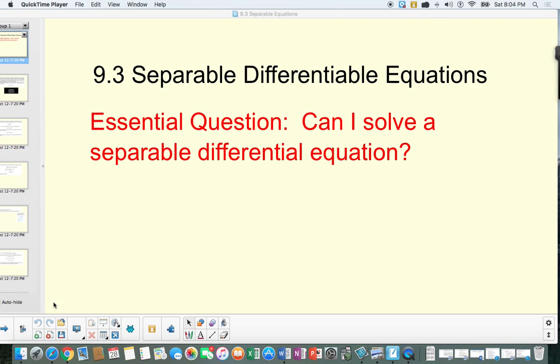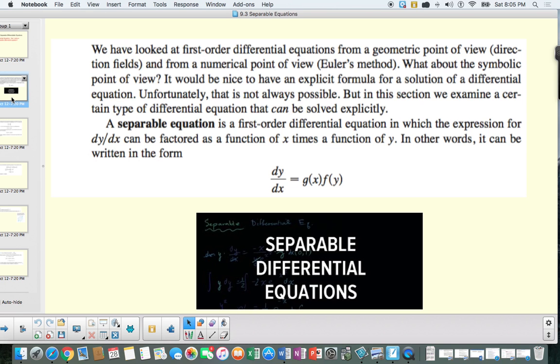9.3, separable differential equations. Essential question: can I solve a separable differential equation? What does it look like? Well, it's a differential equation like this that has a product of an x expression times a y expression.